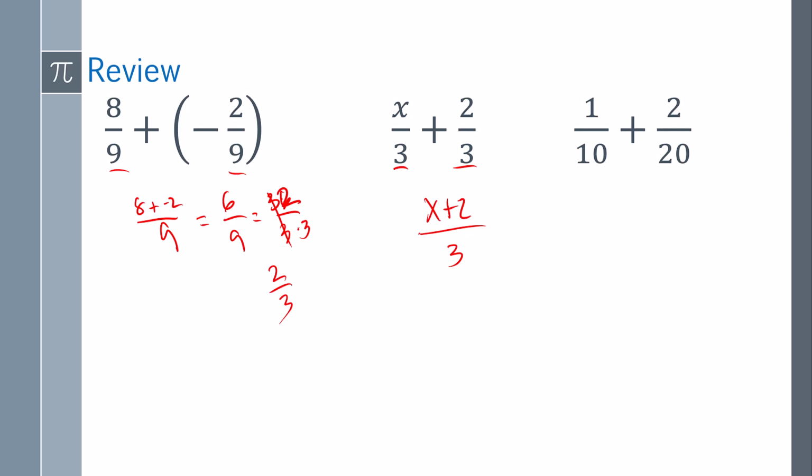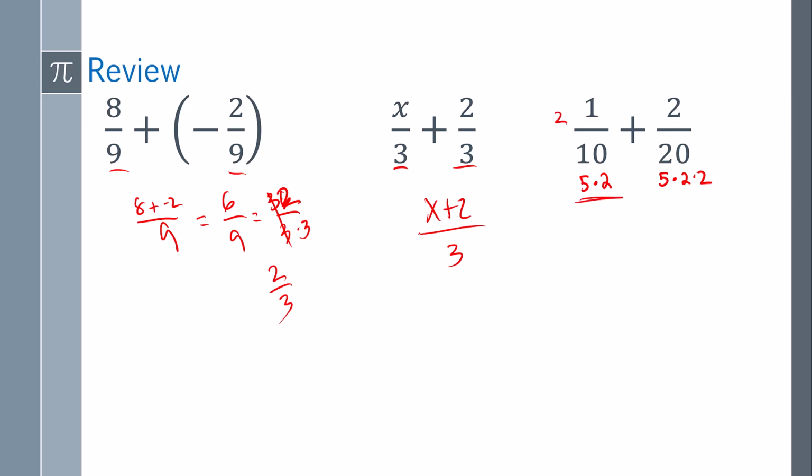Now when they are not the same, what we need to do is find the common denominator. And the common denominator is something that has all the same factors. So if I were to break this apart, 20 is 5 times 2 times 2. 10 is 5 times 2. You notice that there's a 2 missing from this side.